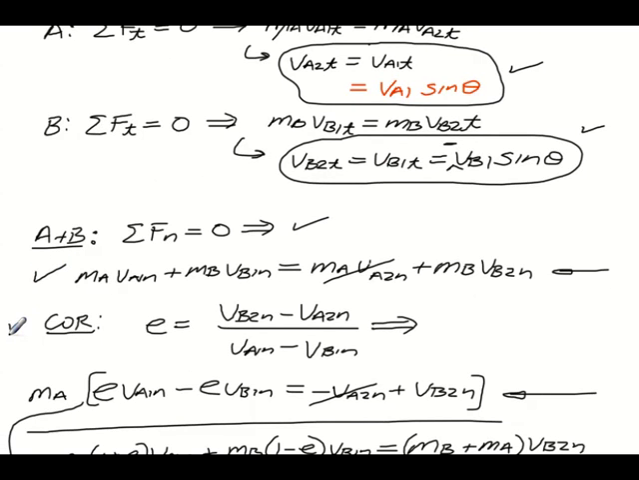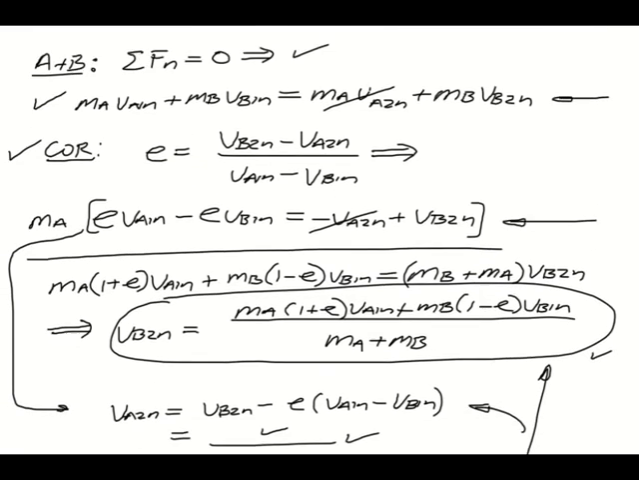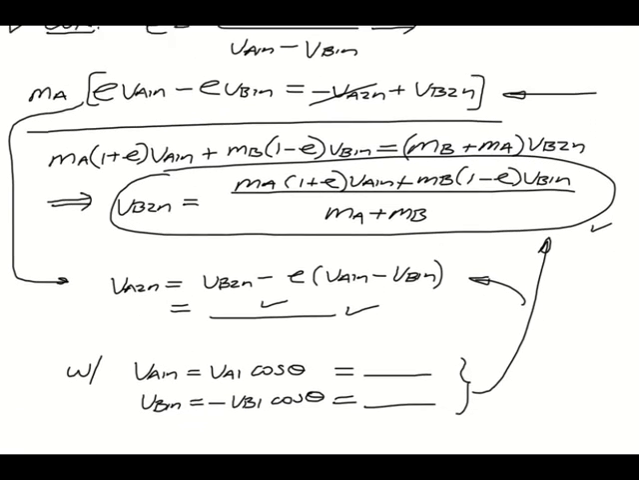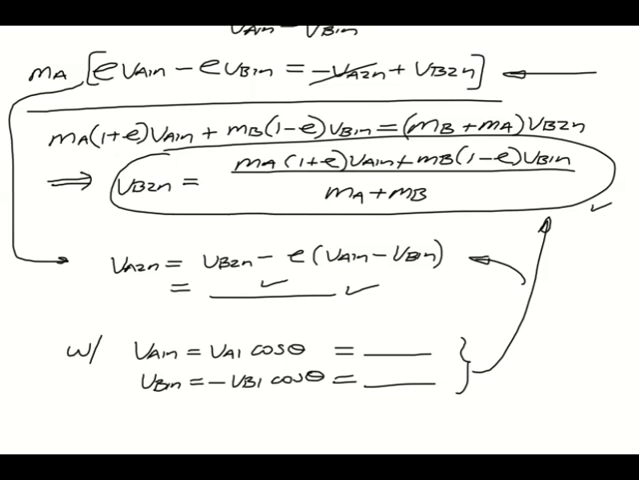And then the fourth equation is the coefficient of restitution equation. The differences in the normal components of velocities after impact divided by the difference with a negative sign in front of the normal components of velocity before impact. That gives us our two equations. We solve for the normal components of VB2 and VA2, again using this trig that we went through to find the angle of impact, which gave us the normal components of VA1 and VB1.